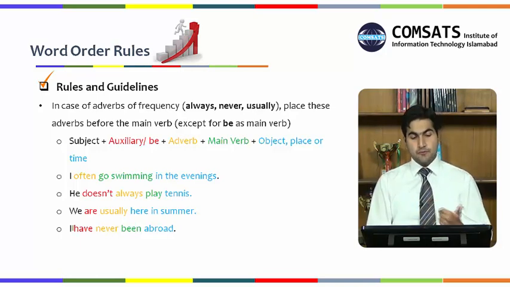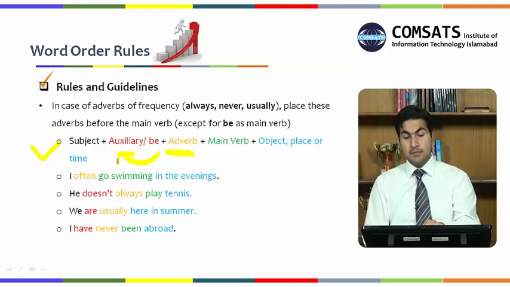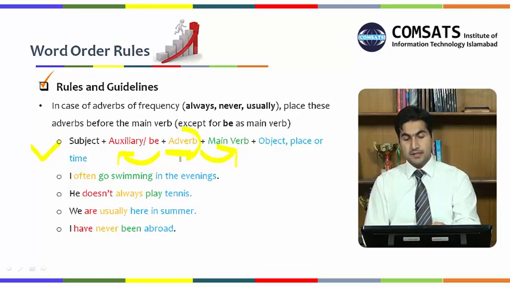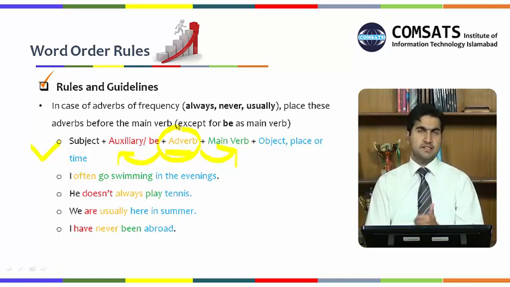So as you look into the rule, the subject will be placed first, and then the auxiliary is coming. When this auxiliary is the main verb, it will come after the adverb. So you can see this is the adverb, and on the left hand side this is the auxiliary, and the main verb is on the right hand side, coming after the adverb. These are the rules: place these adverbs before the main verb. So it's basically before this main verb, and then comes the main verb, and then object and place and time.